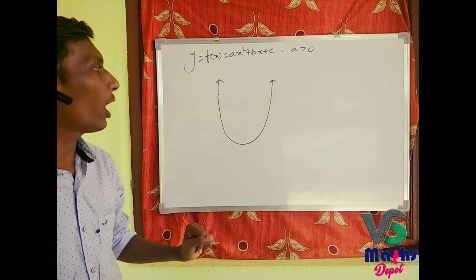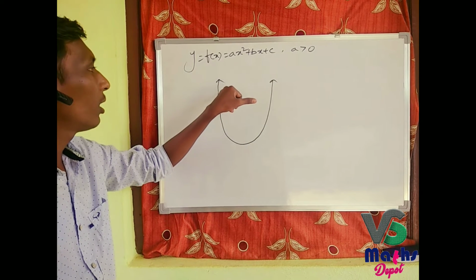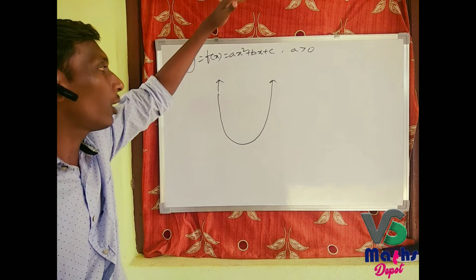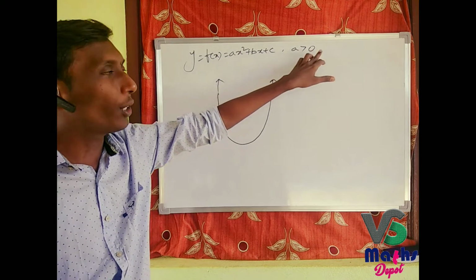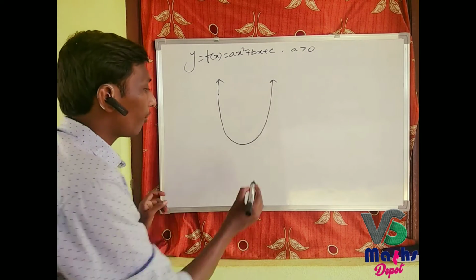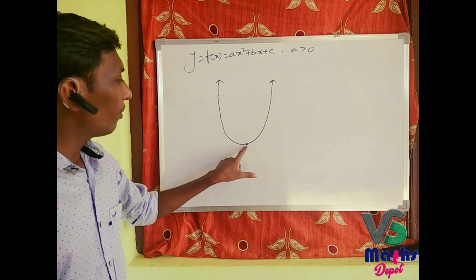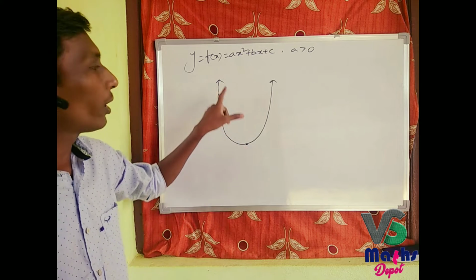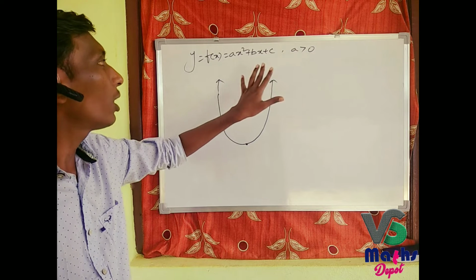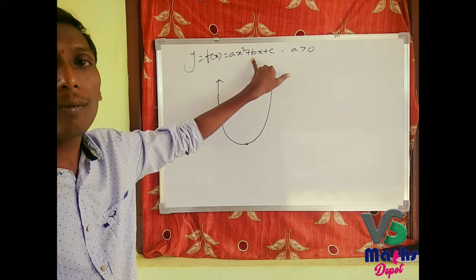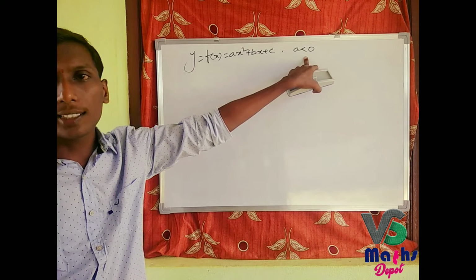From the graph, we can observe that we cannot find the maximum value of this quadratic expression because it will go on to infinity. So, we cannot find the maximum value of this quadratic expression if a is greater than 0. But we can find the minimum value, because here the minimum value will occur. We can find the minimum value of a given quadratic expression when a is greater than 0, but we cannot find the maximum value.